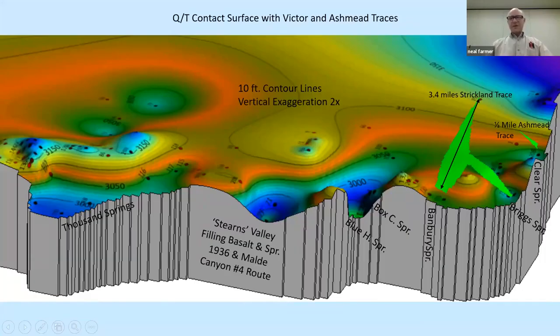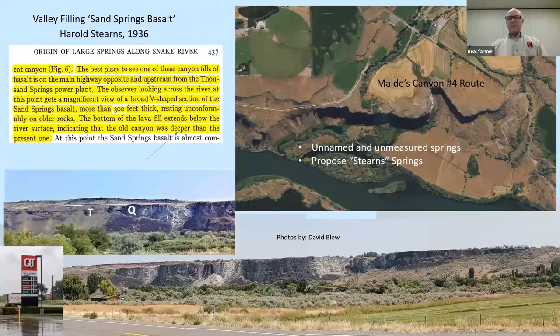That was in Maldy's route number 4. This is an air photo of that canyon filling basalt in here. And on the bottom, you can see a little profile of the exposure of that canyon filling basalt. The tertiary sediments are located over here to the left, brown basalts, and the quaternary high permeable, more recent basalts that filled that canyon are located here.